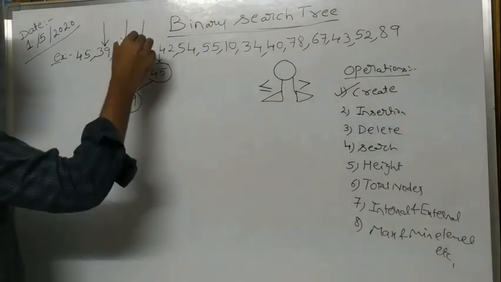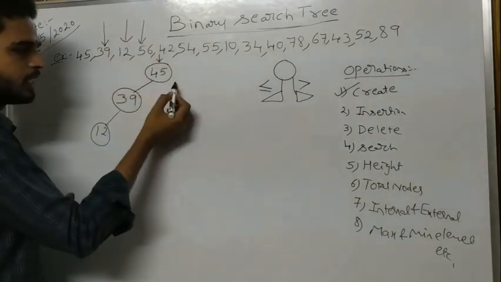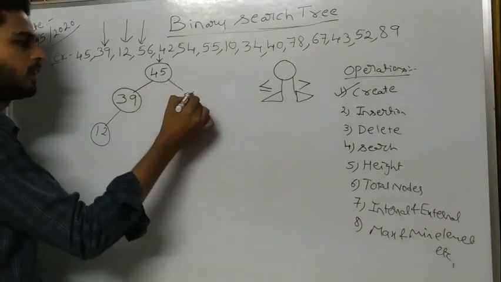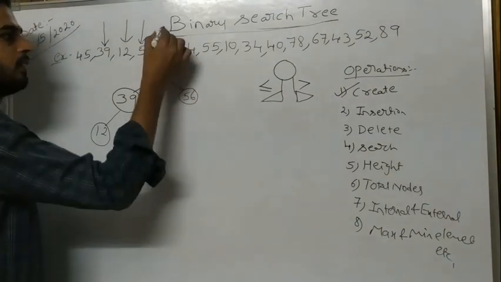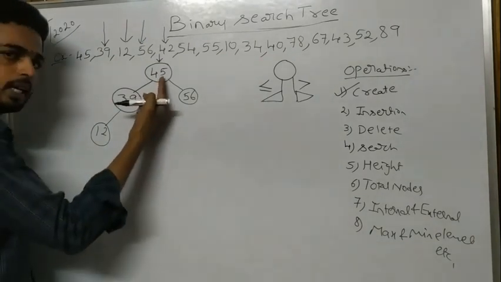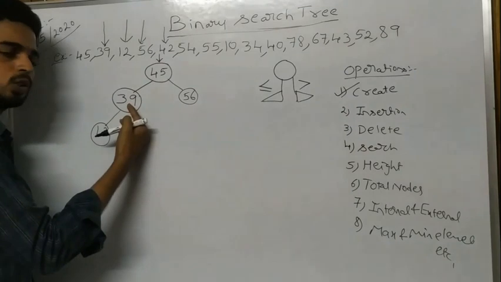Next I will go for taking 56. Is 56 greater than 45? Yes. Is there any node present on the right side? No. We'll stop and we'll take it. Next I will take 42. Is 42 less than 45? Yes. And is there any node on the left side? Yes. So I will go for the next node.